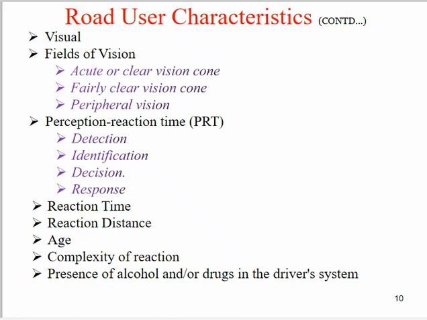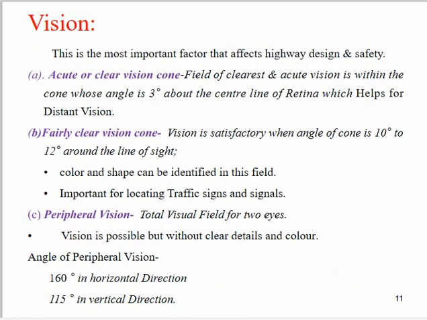That means the condition in which the person is moving, that can be psychological or environmental or physical. And lastly, the presence of alcohol or drugs in the driver's system. That means if the driver has consumed any sort of alcohol or drug, then his capability to make a decision on his reaction time is affected. First, to discuss regarding the vision. As we know, vision is the most important factor which affects the highway design and safety.